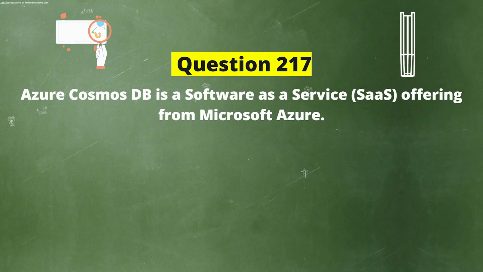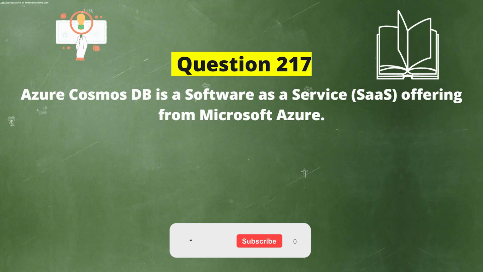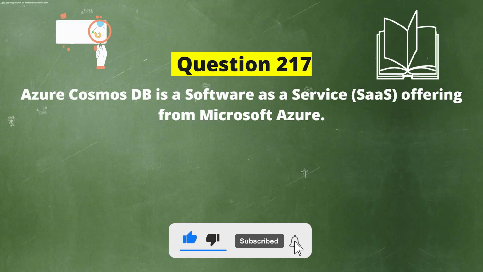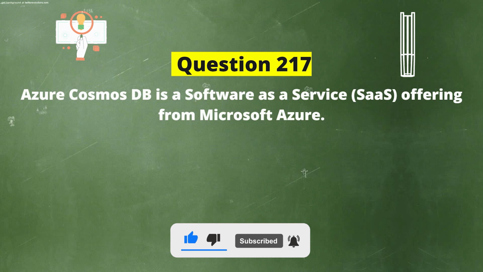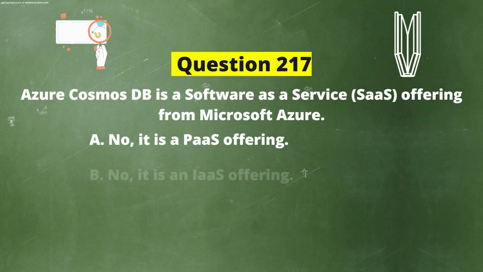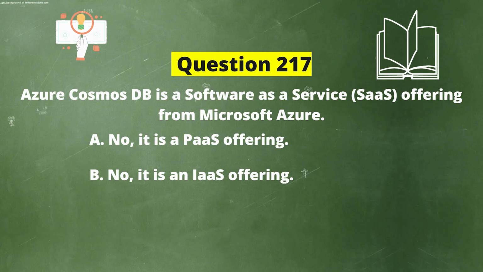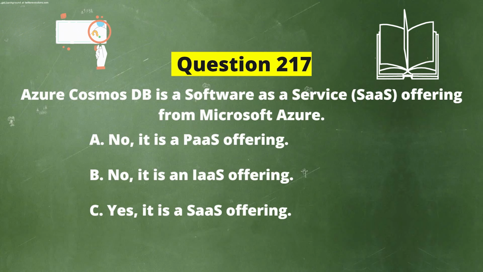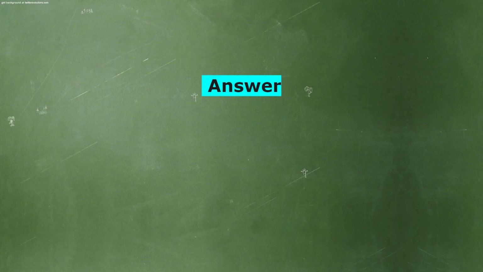Next question. Azure Cosmos DB is the software as a service SaaS offering from Microsoft Azure. And the options are A. No, it is a PaaS offering. B. No, it is an IaaS offering. C. Yes, it is a SaaS offering. And the correct answer is option A. No, it is a PaaS offering.